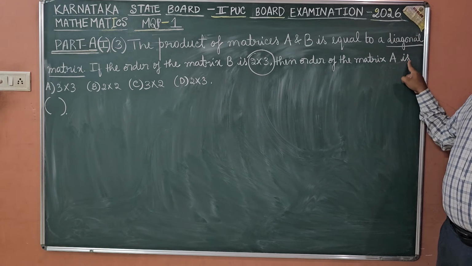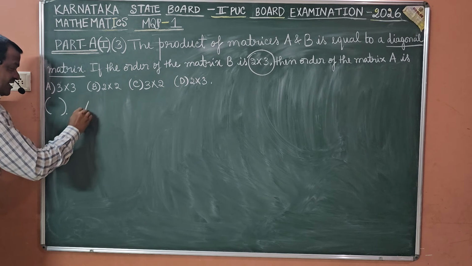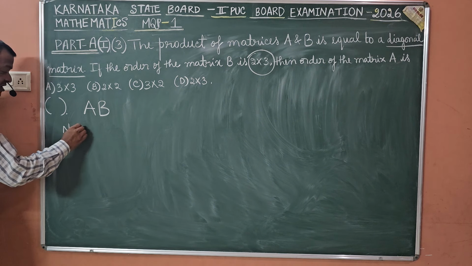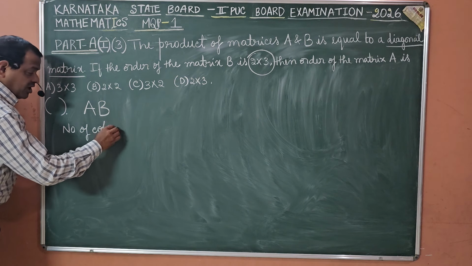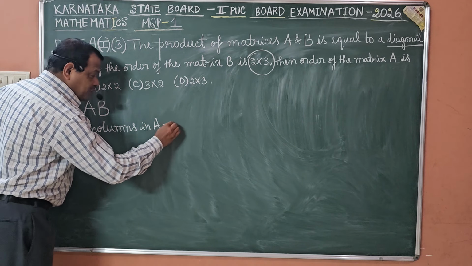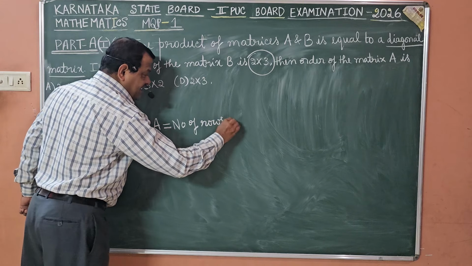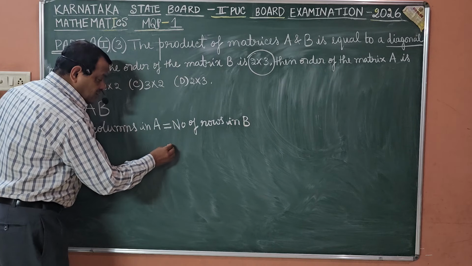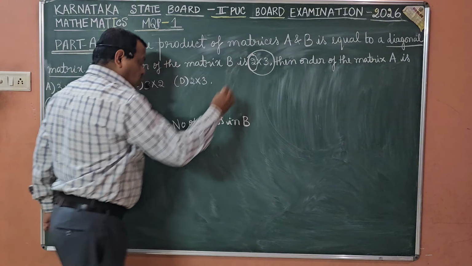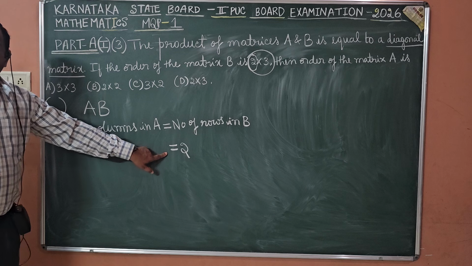of the matrix A? See, my dear students, to find product matrix AB, A into B, the number of columns in matrix A should be equal to the number of rows in matrix B. But the number of rows in matrix B, look at this number, is 2. Therefore, the number of columns in matrix A should also be 2.